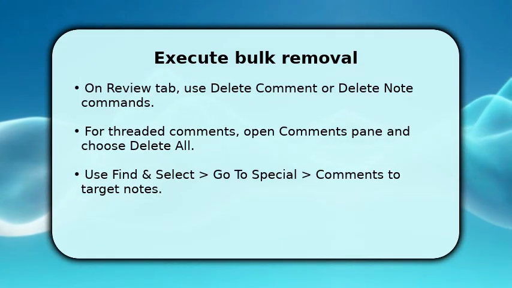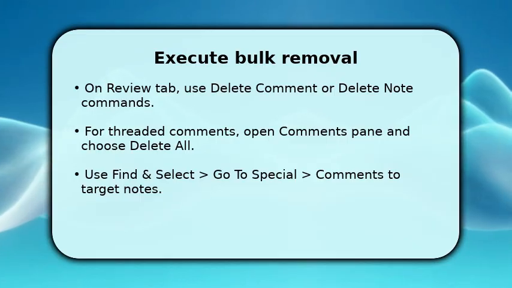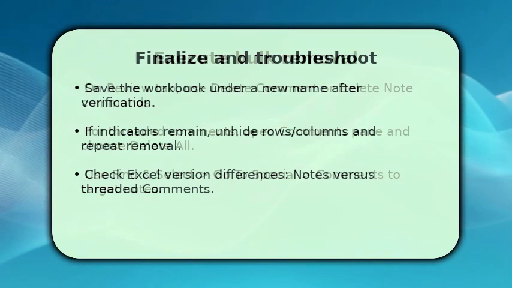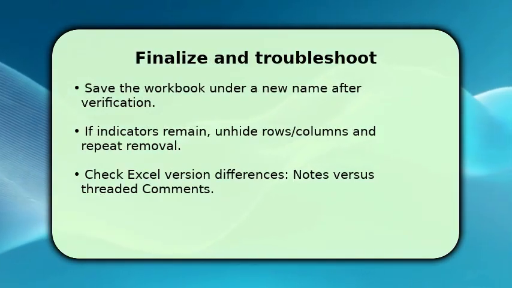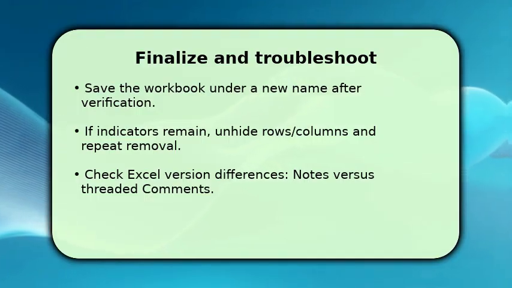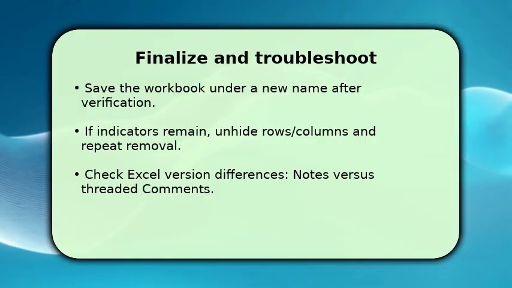Make sure to inspect filtered or hidden rows, because comments there won't be removed unless those rows are unhidden and included in your selection. Finish by saving your cleaned file under a new name to preserve the original. Then scan the sheet visually or use Find Comments to verify none remain. If you still see indicators, unhide rows and columns and repeat the deletion steps. Some comments hide in filtered ranges.